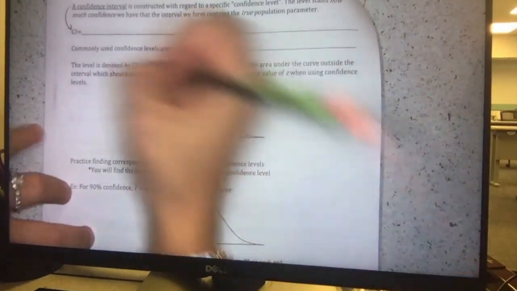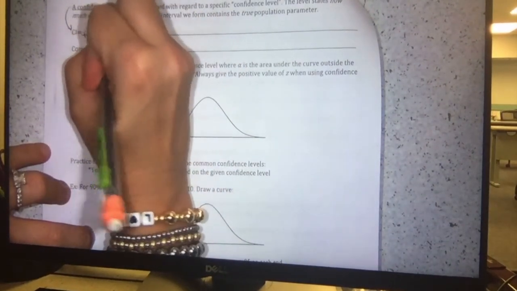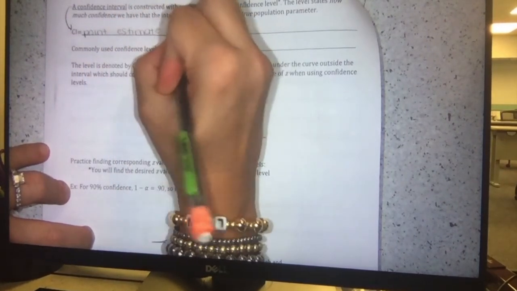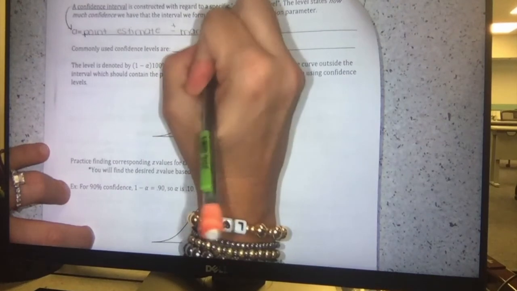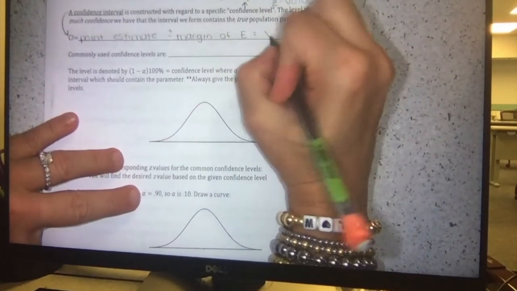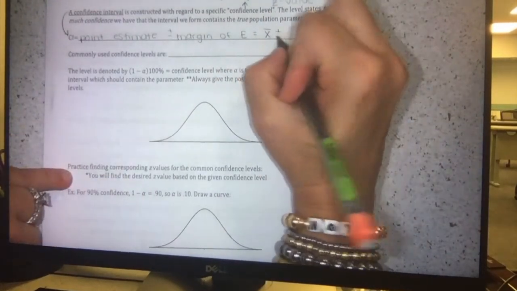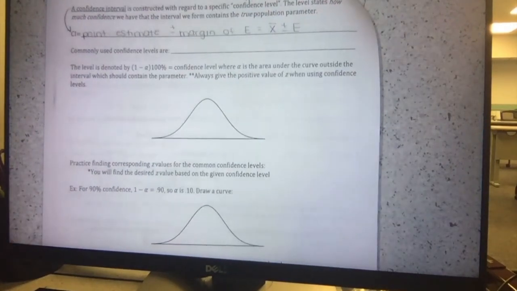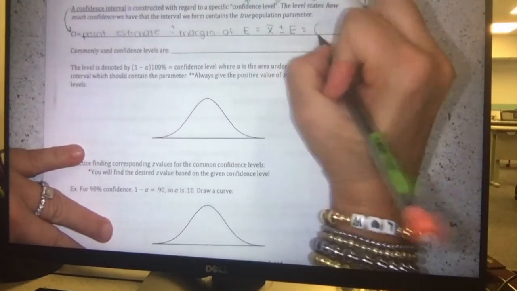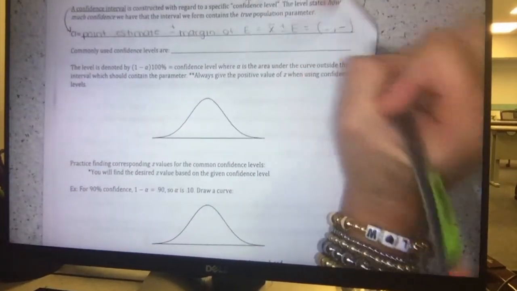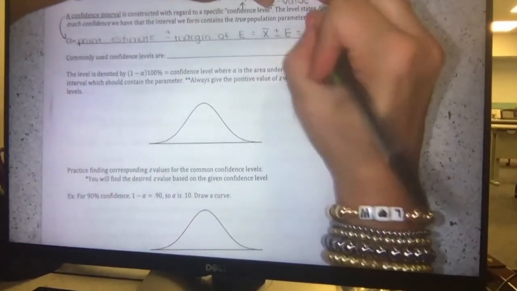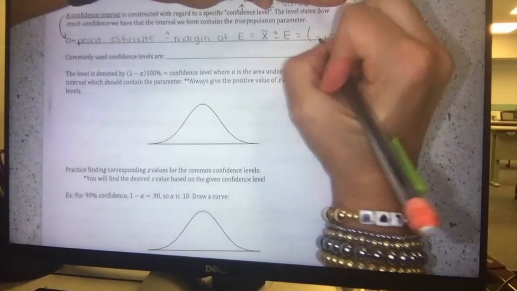So CI is a point estimate, just like we did before, plus or minus that margin of error. A lot of times we say that it's our point estimate, which is usually our X bar, plus or minus E, which is our error. And then remember we write that in interval notation. So our answer is going to look like our interval notation, in parentheses and then plugging in our two numbers.